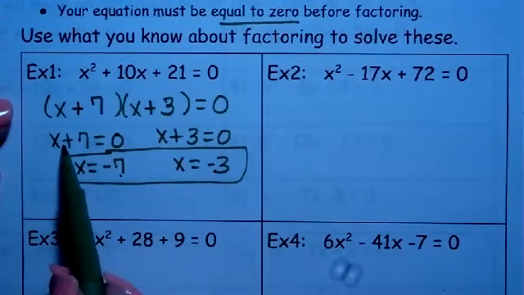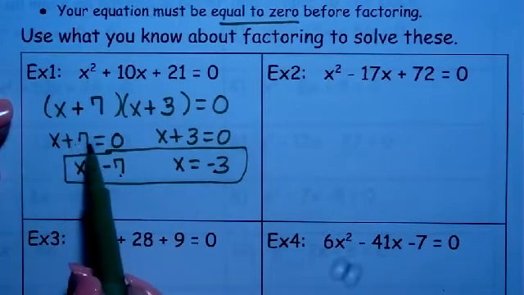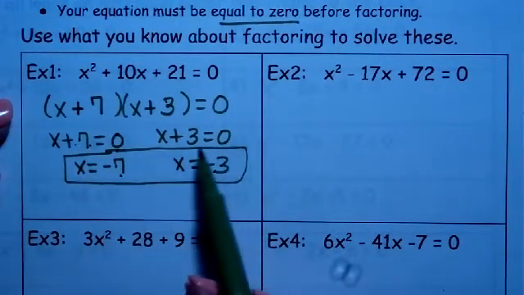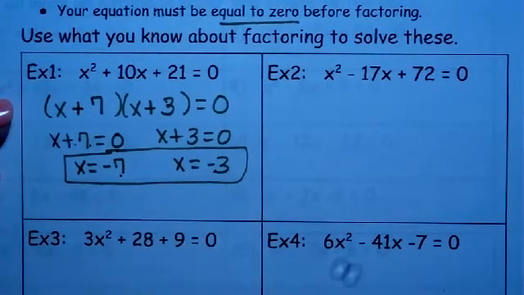Again, how did I get that? This is a one-step equation. I just subtracted the 7 from both sides. Over here, I subtracted the 3 from both sides.